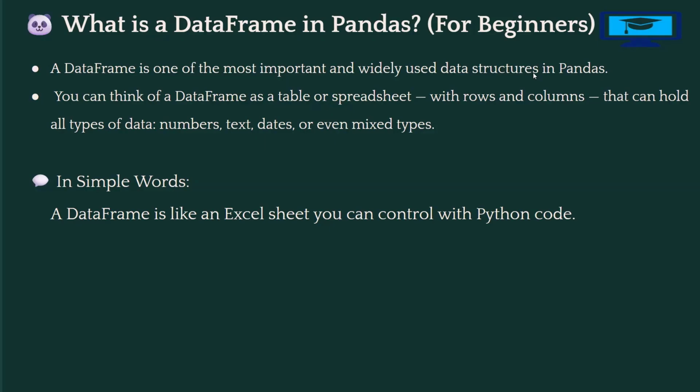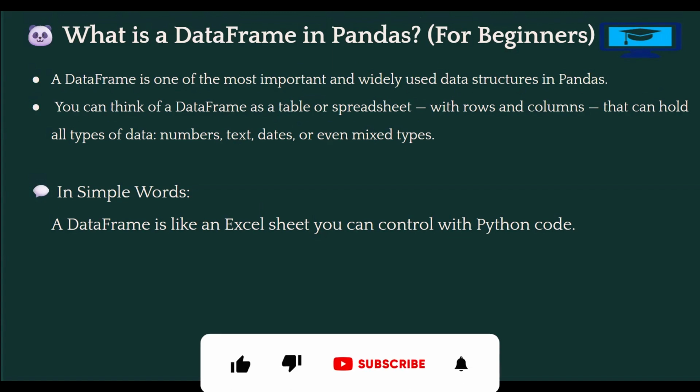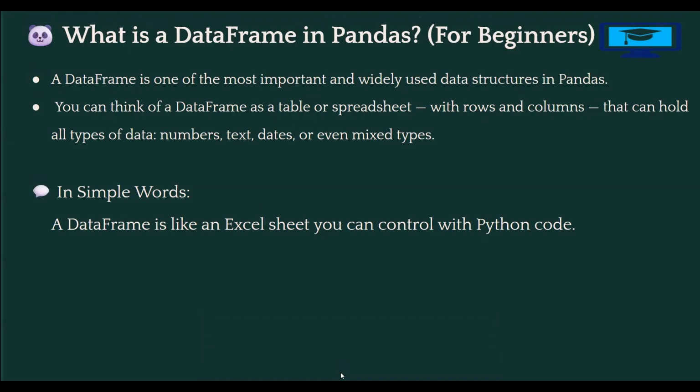So the very first thing: what is a data frame in pandas? A data frame is one of the most important and widely used data structures in pandas. You can think of a data frame as a table or spreadsheet with rows and columns that can hold all types of data: numbers, text, dates, or even mixed types. In a simple way, a data frame is like an Excel sheet you can control with Python code.